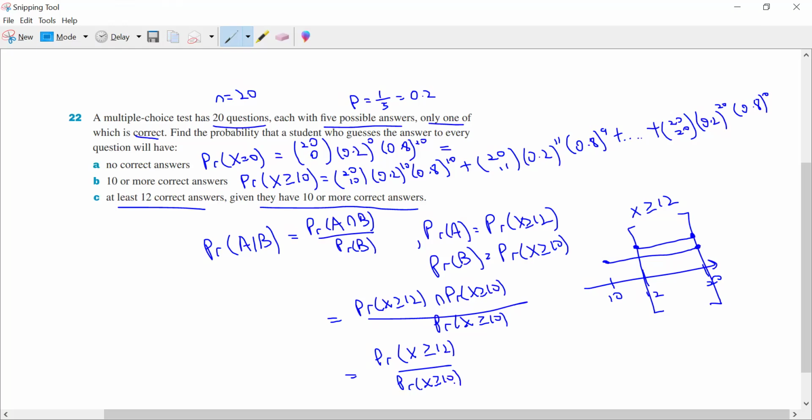And then what we can do is use the answer from part B to plug into our answer on the bottom here, and then just use our calculator to solve for the top part here to get the final answer.